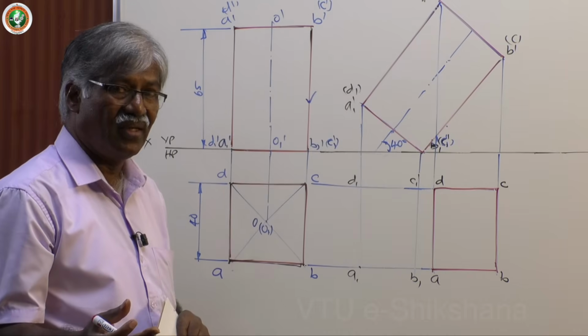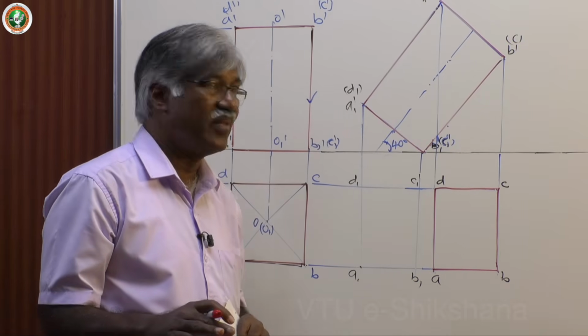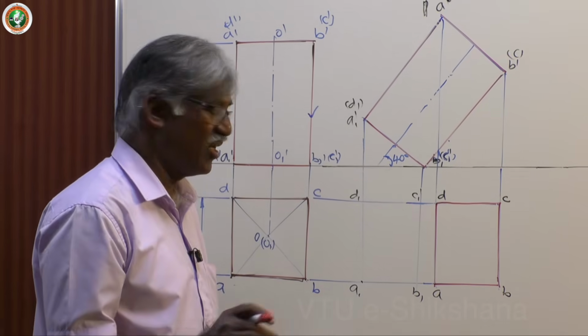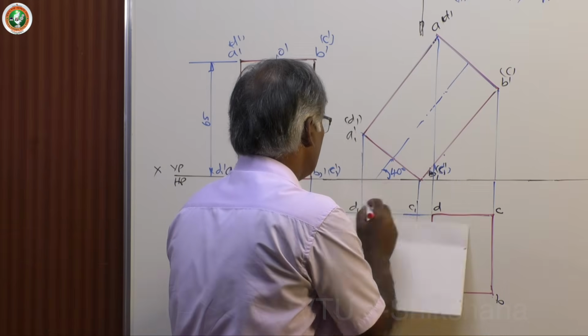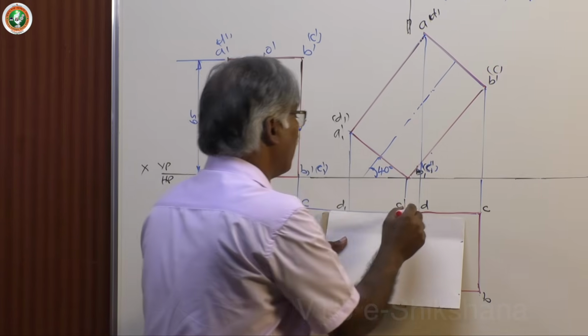Next, all boundary lines are visible. The second basic procedure is that irrespective of the situation, all boundary lines are visible. Yes, this is the boundary of the top view. So, all boundary lines are visible.